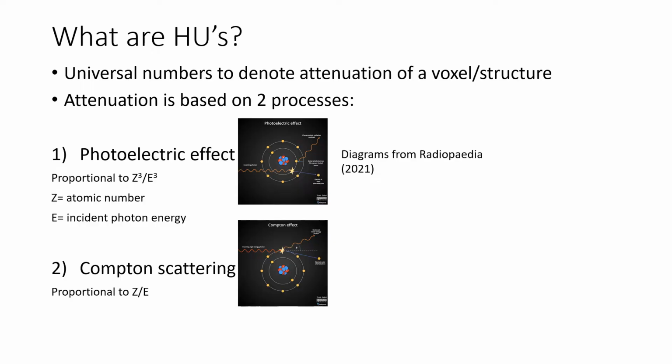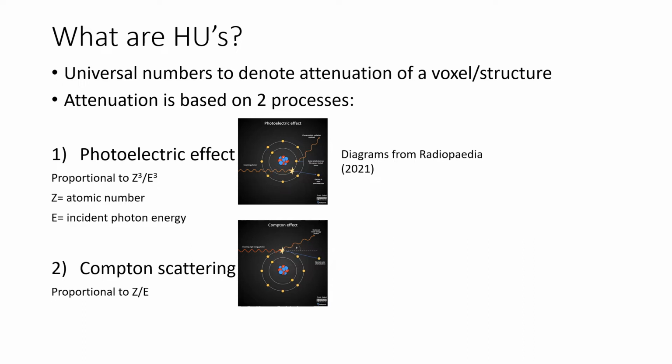Today we're going to start off a little bit onto the journey in CT and we're going to cover the Hounsfield units today, which may seem like a minor thing in CT, but in reality it is very important. Now Hounsfield units are a universal number in CT, used to denote the attenuation of materials or structures.